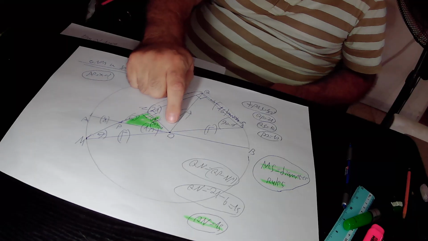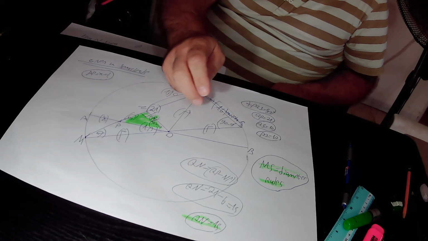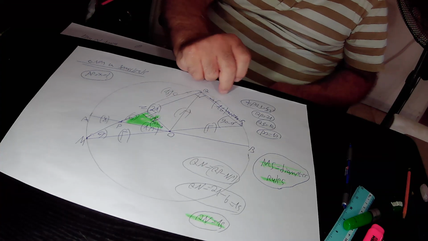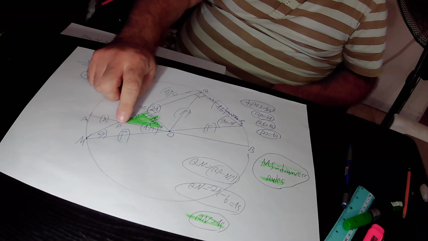Point O is the center of this circle. Point S is a point on the circle itself. Therefore, OS is the radius of this circle, that is equal to R. Likewise, OM is also the radius of this circle, that is equal to R.